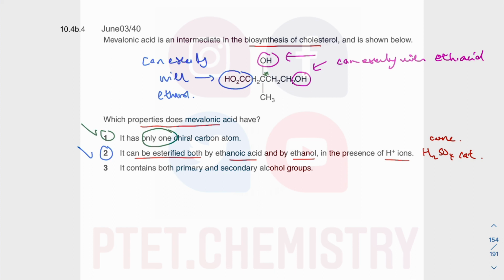And then next bit, it contains both primary and secondary alcohol. So this carbon with the OH is bonded to 1, 2, and 3 other carbon. So that is, I don't mean to say that. I mean to say this thing is a tertiary alcohol because the carbon with the OH is bonded to 1, 2, and 3 other carbon. This, on the other hand, the carbon with the OH is bonded to 1 other carbon. This is a primary alcohol. So secondary is wrong. It should be tertiary. So it has a primary, yes, but it doesn't have a secondary. It has a tertiary alcohol. 1 and 2 are correct. That is option B.